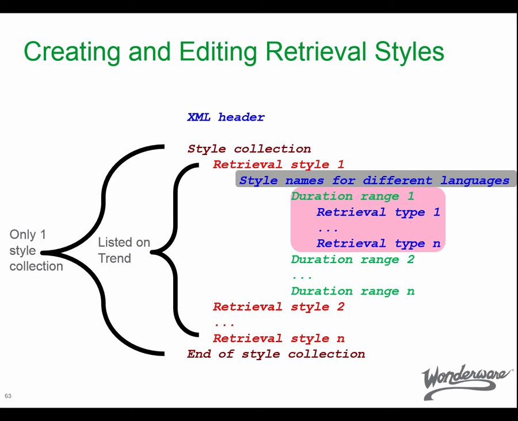Now the duration range will define which kind of retrieval style to apply to the query depending on the length of the queried period. So if you recall before when we were describing the different retrieval styles, there were some of them that apply a different retrieval mode for queries shorter than 15 minutes and a different retrieval mode for queries longer than 8 hours. Well, this is where you define those duration ranges and which kind of retrieval options you want for each of them.